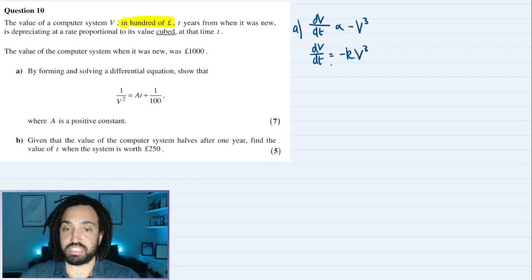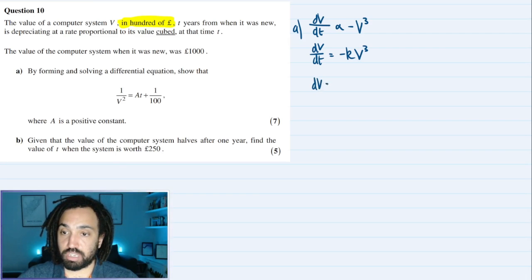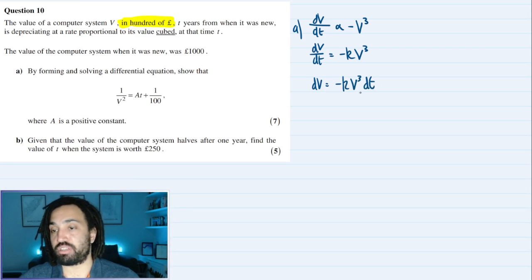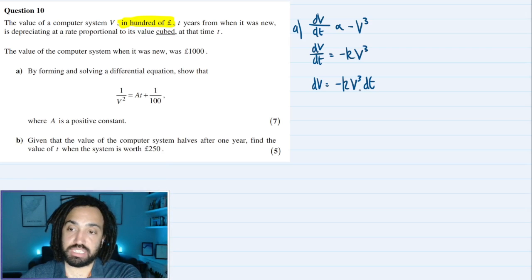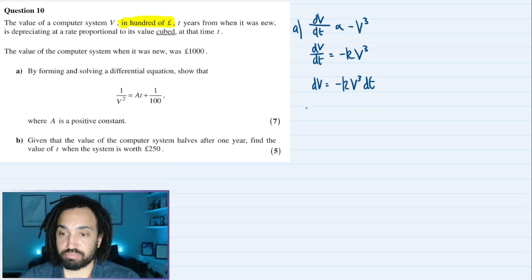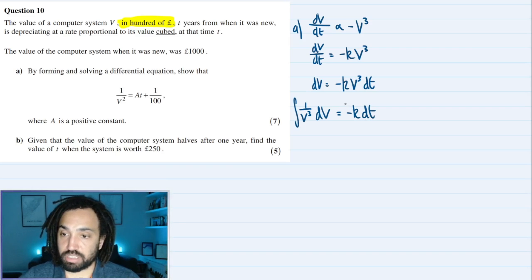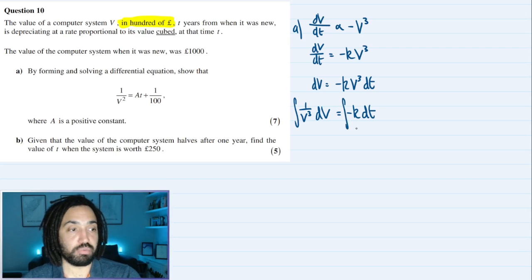Okay, this is a differential equation, so I'm going to want to separate my variables. So I'm going to first multiply by dt. So I now know that I want all of my non-V terms on the right and all of my V terms on the left. So dividing through by V cubed gives me 1 over V cubed dV is equal to minus k dt. And then, now that the variables have been separated, we can integrate.